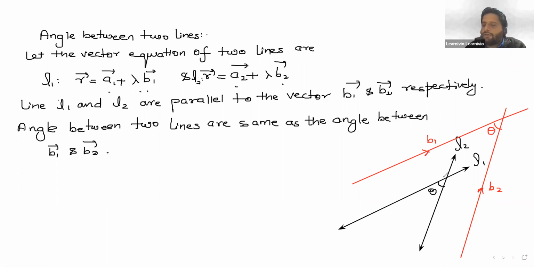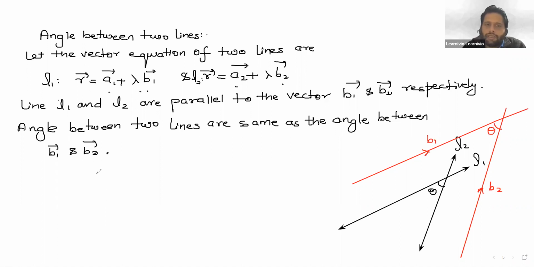You have lines L1 and L2, and the angle between them is theta. This angle will also be equal to theta. So if you find the angle between B1 and B2, that is the same as finding the angle between the two lines. Whenever you have the equation of a line and need to find the angle between the lines, we will always find the angle between the two vectors B1 and B2. Please let me know if anyone has a doubt at any point. Now this concept becomes very simple.